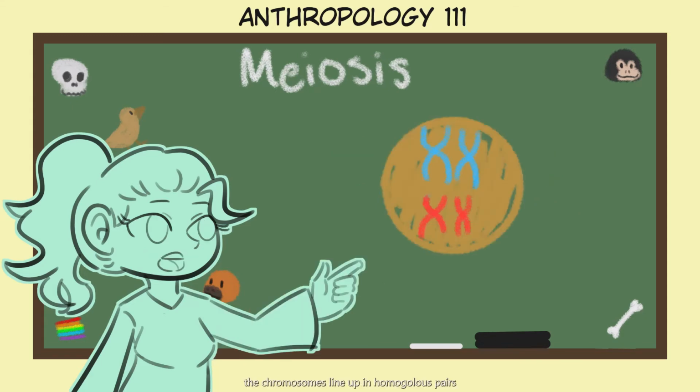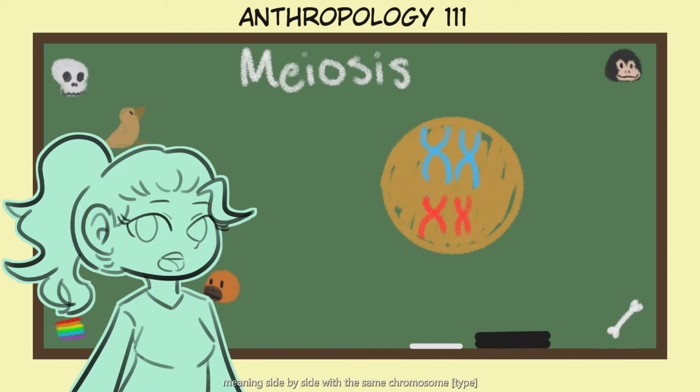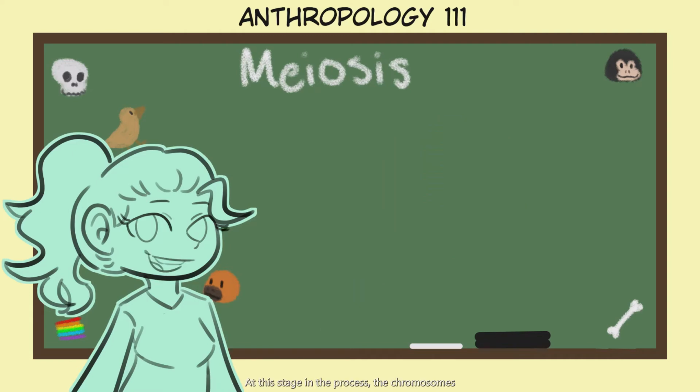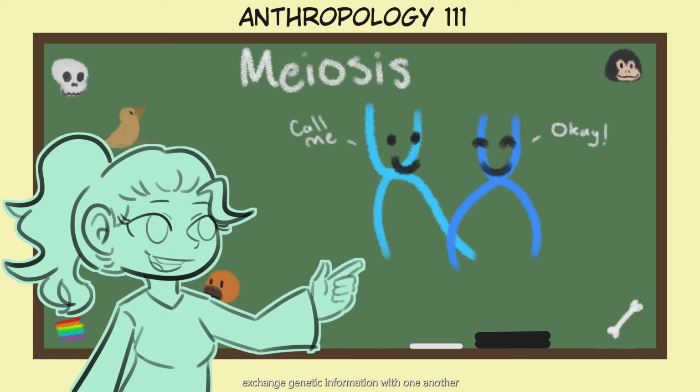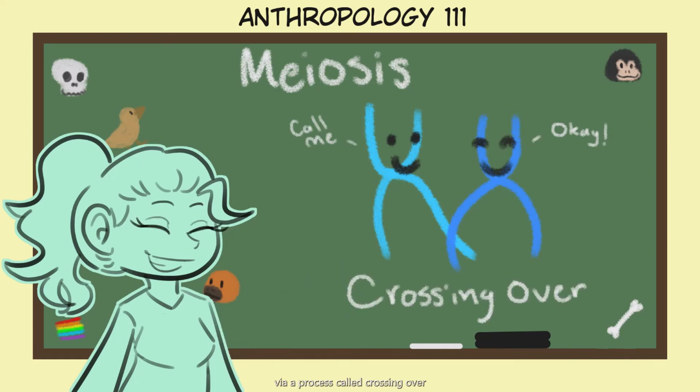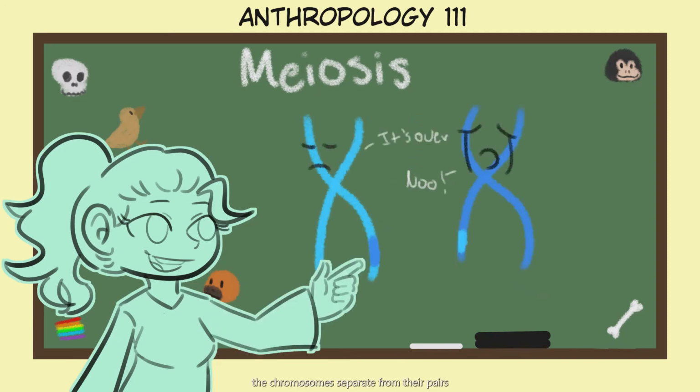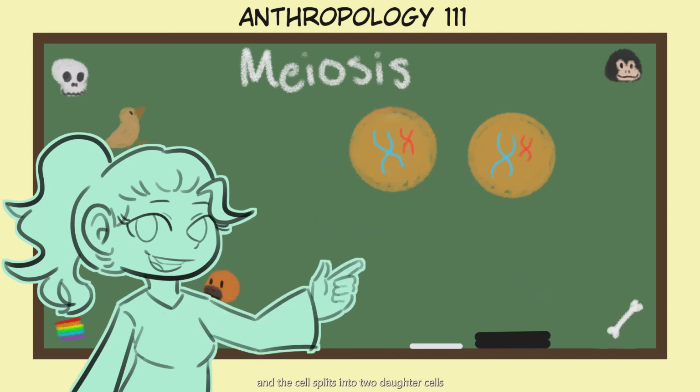However, the chromosomes line up in homologous pairs, meaning side by side with the same chromosome. At this stage in the process, the chromosomes exchange genetic information with one another via a process called crossing over. After this, the chromosomes separate from their pairs and the cell splits into two daughter cells.